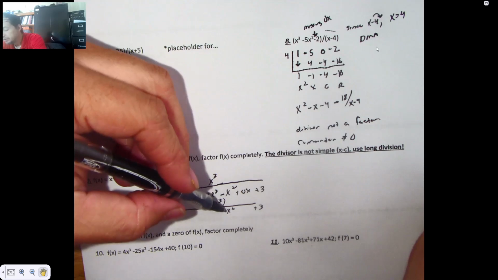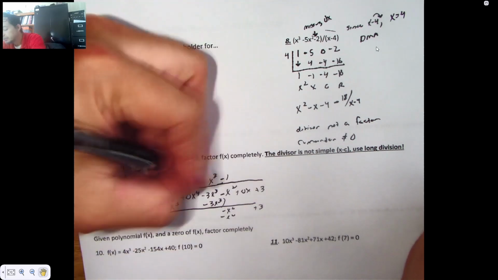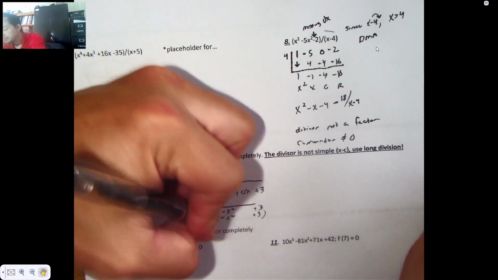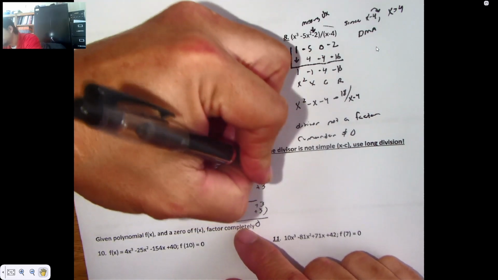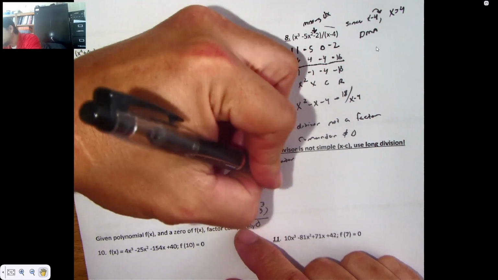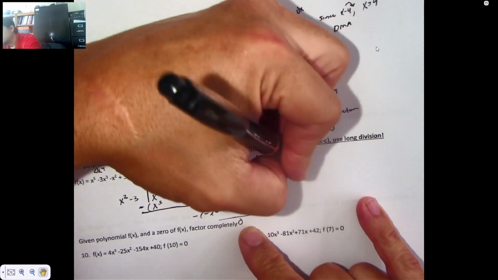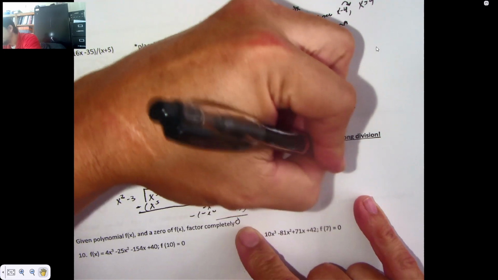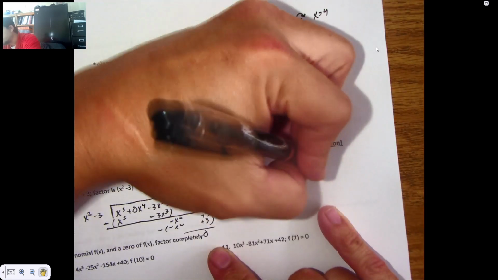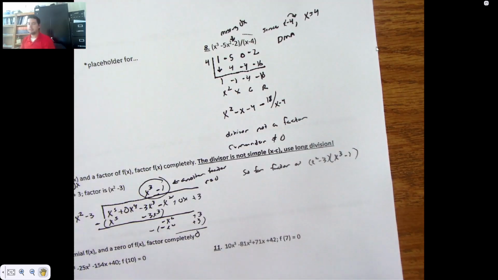To turn x squared into a negative x squared, we multiply by negative 1. That'll give us negative x squared. Negative times negative plus 3, wrap, subtract, 0. So this is another factor because the remainder is 0. So here's how, so far, we factor as x squared minus 3 times x cubed minus 1. That's how we factor.